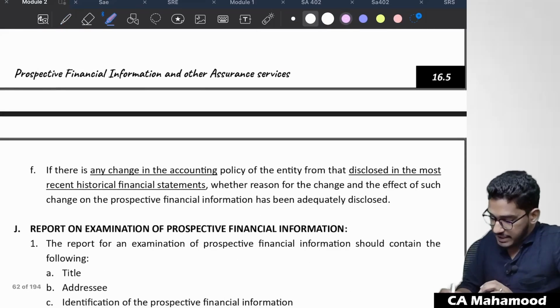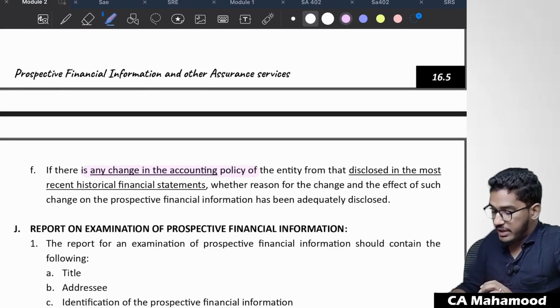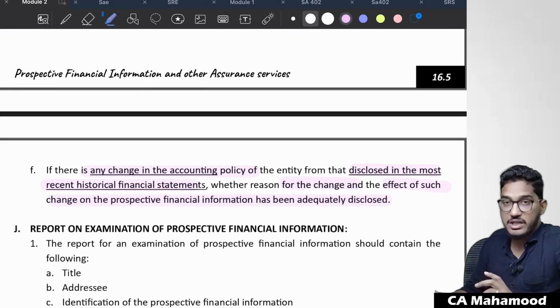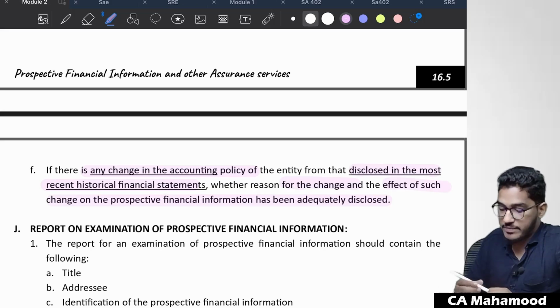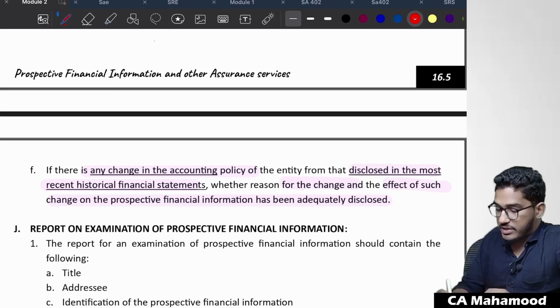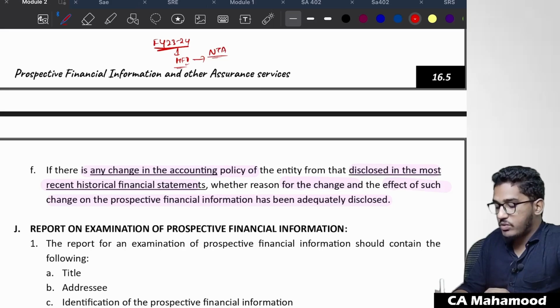Next one. If there is any change in the accounting policy of the entity from that disclosed in the most recent financial statements, whether the reason for that change and the effect of such change on the prospective financial information has been adequately disclosed. Nothing but change in accounting policy. Like for example, recent historical financial information. Financial year 23-24 got over. For this year, historical financial statements are prepared. In that historical financial statements, they will give notes to accounts. In that notes to accounts, they have explained the accounting policy. In that accounting policy, they told that they have followed SLM method of depreciation.